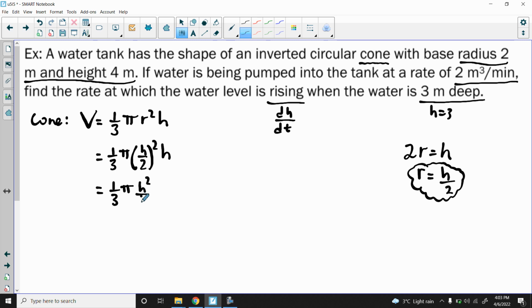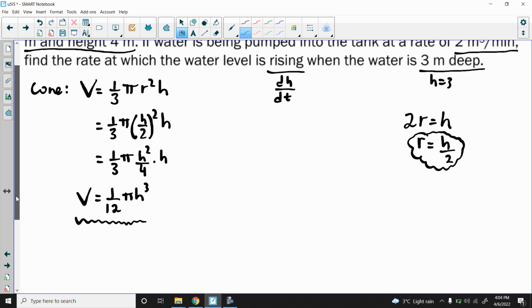over 4 times h. Then I'll tidy this up a little bit more, so I can combine my h's to make an h cubed. And then the 1/3 can times with this 4 here, and that becomes 1/12. So 3 times 4 is 12. And then pi, and then h squared times h, so that's h cubed. So that's my volume, just like that.